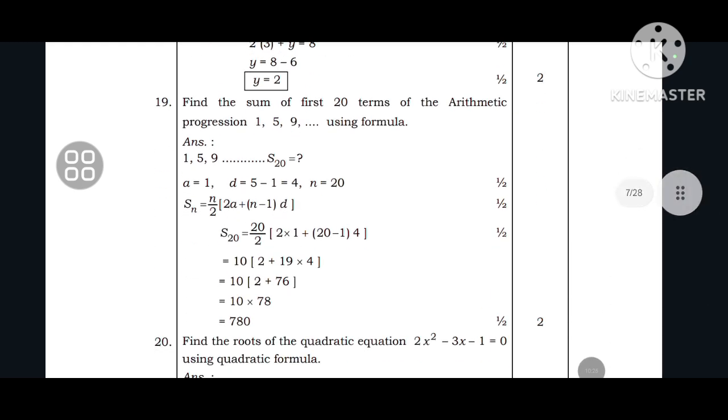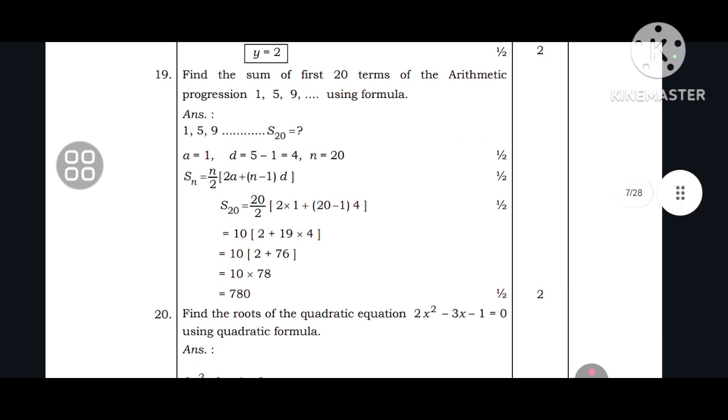Now I will just read the questions, and the answers are below, because if you have studied from the beginning properly and you know the formulas, you can solve this question by the easiest method.